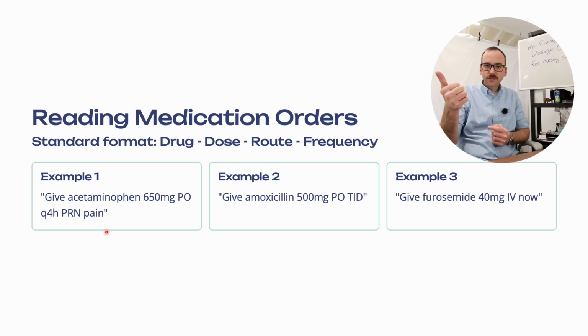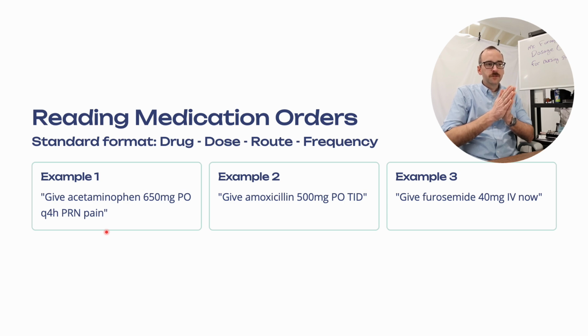Q4H, that means every 4 hours. Again, we're going to talk about that more when we get to medication administration. PRN means as needed. Again, that'll come up with medication administration, but Q4H, PRN, pain. To give you the gist of it, that means we, as nurses, have the discretion if our patient is in pain. As often as every 4 hours, we can give them 2 tablets of Tylenol if they ask for it, if they seem like they're in pain.